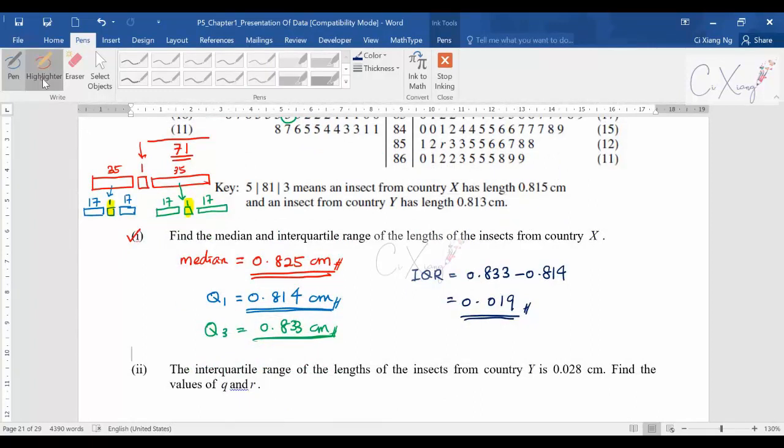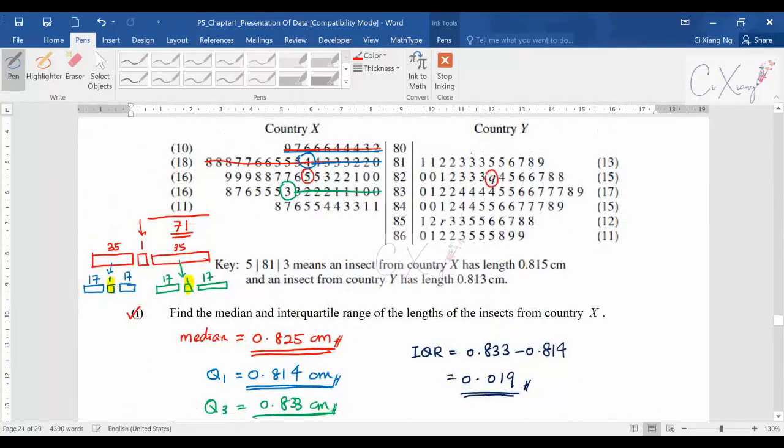The interquartile range of country Y is 0.028. Find the values of Q and R. If you look at the country Y value, your Q is here, which is your Q1. Your R is here, which is your Q3, sorry. What's the value for Q? If you look at this data, in front is a 3, after that is a 4. So Q can be either 3 or 4. How about R? R can be either 2 or 3.